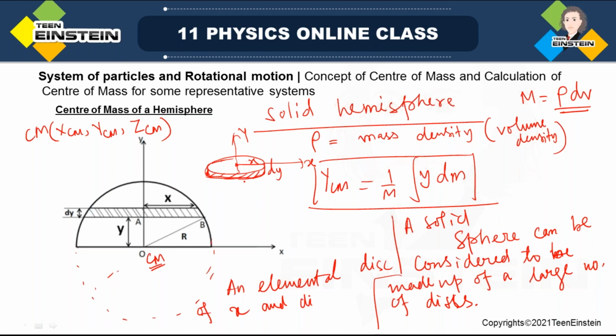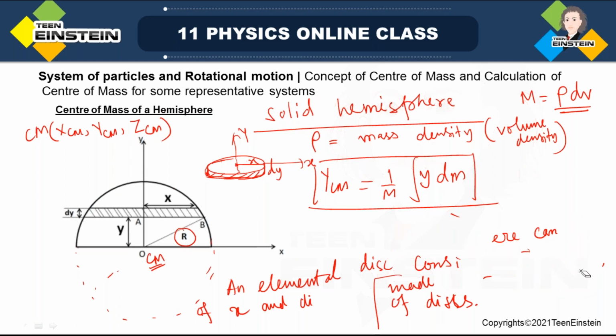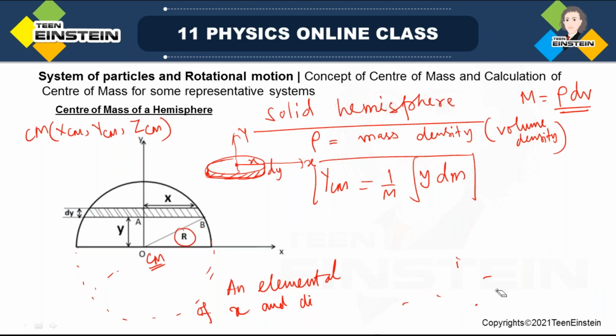So you have considered an elemental disk, and if you take many such disks, you get the whole sphere. Suppose the radius of this hemisphere or sphere is capital R. So I can find out what dm is first. I'll clean this portion so that you can see my writing clearly. I have taken an elemental disk of radius x and thickness dy, and we first have to find out what dm is.